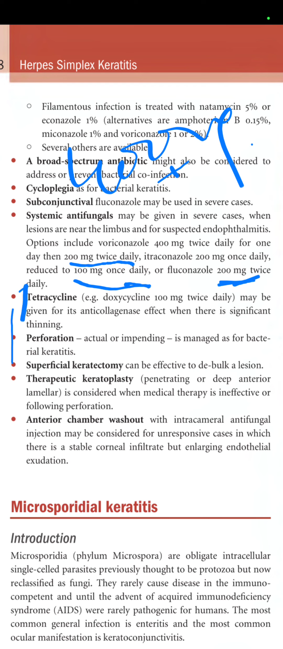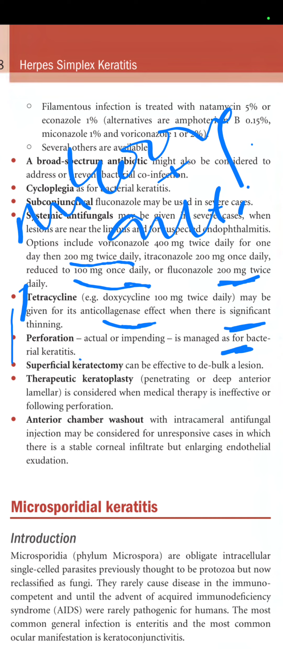Then we give tetracycline. Basically, tetracycline is given because it has an anti-collagenase effect, and it is given when there is significant thinning. Doxycycline 100 mg twice daily may be given for its anti-collagenase effect when there is significant thinning. Actual or impending perforation is managed as for bacterial keratitis.